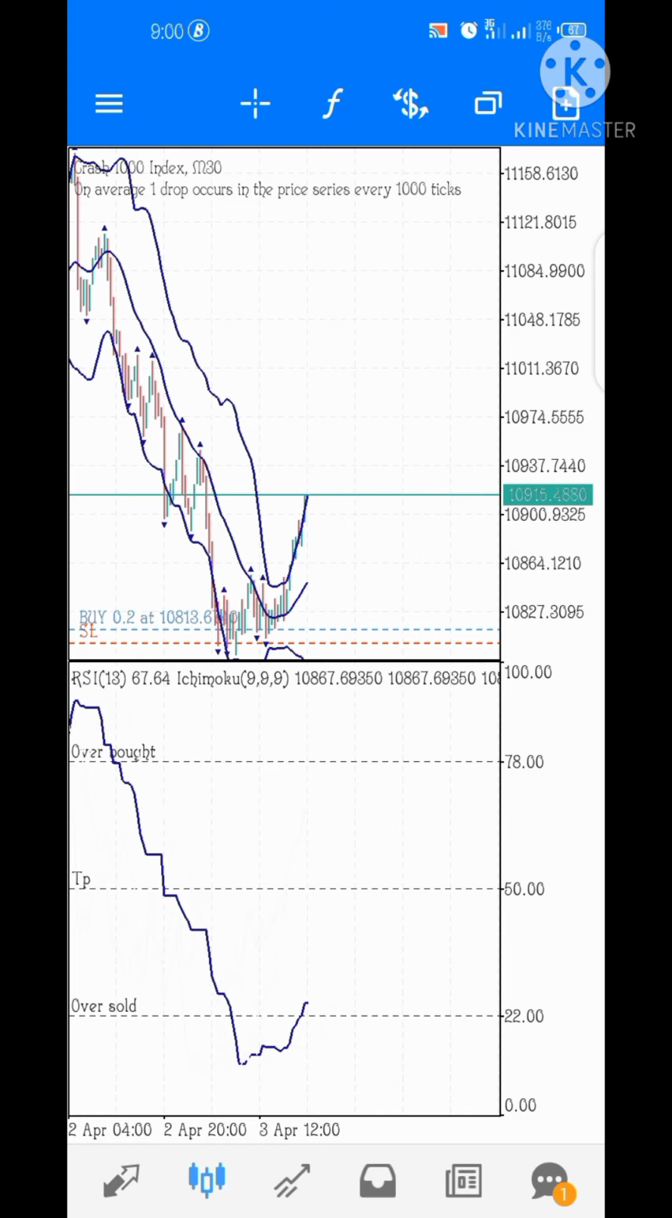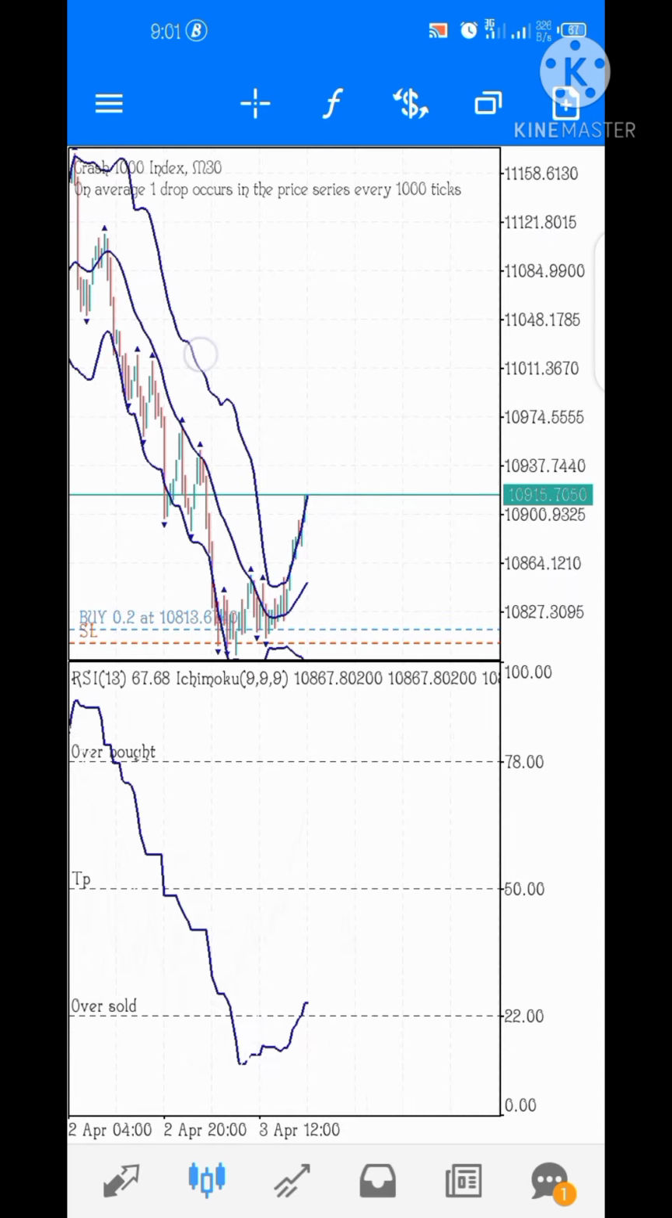What I mean by the risk is not that you will lose, but the distance of the stop loss, the distance between the buy point or the sell point and the stop loss. That's what I mean. Okay, let me now go straight to the point and teach you how to trade with this indicator.